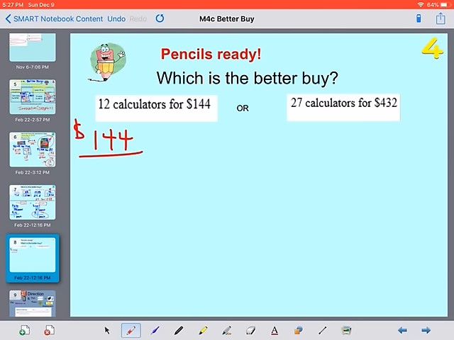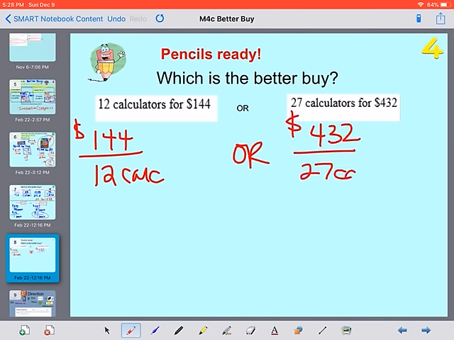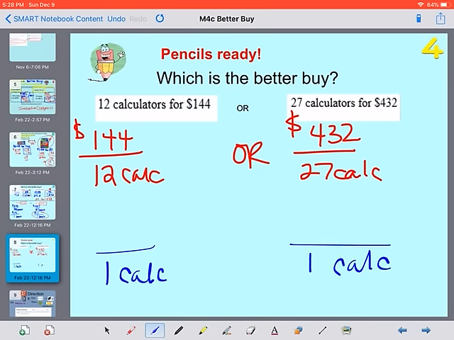Remember, we always do price per item, cost per item. So $144 for 12 calculators, or we have $432 for 27 calculators. So we want to figure out which is the better buy. How much would it cost for 1 calculator here or 1 calculator here? We're really just finding the unit rate with a denominator of 1. So if I plug this one into my calculator, 144 divided by 12, it should be $12.